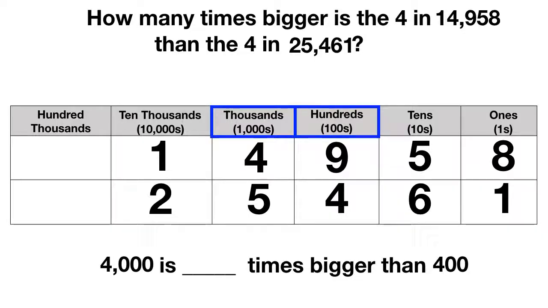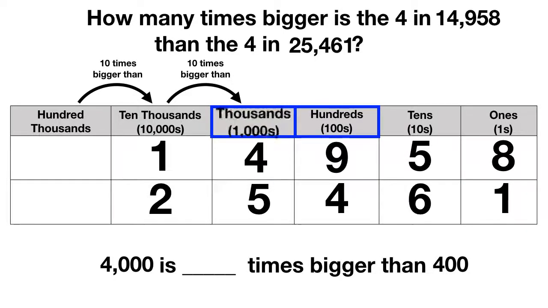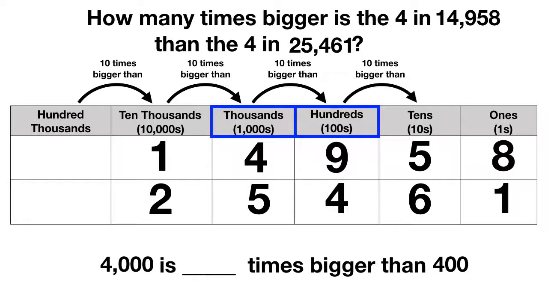Well, to answer this, we need to understand how our place value chart works. The place value chart is designed so that each place value is 10 times bigger than the place value to its right. So 100,000s are 10 times bigger than 10,000s. 10,000s are 10 times bigger than thousands. Thousands are 10 times bigger than hundreds. Hundreds are 10 times bigger than tens, and tens are 10 times bigger than ones.